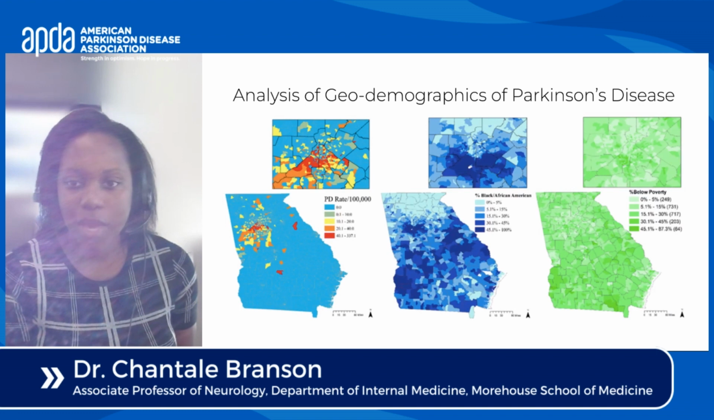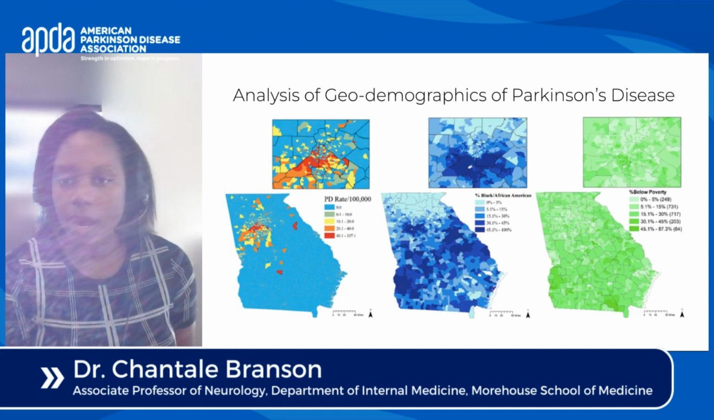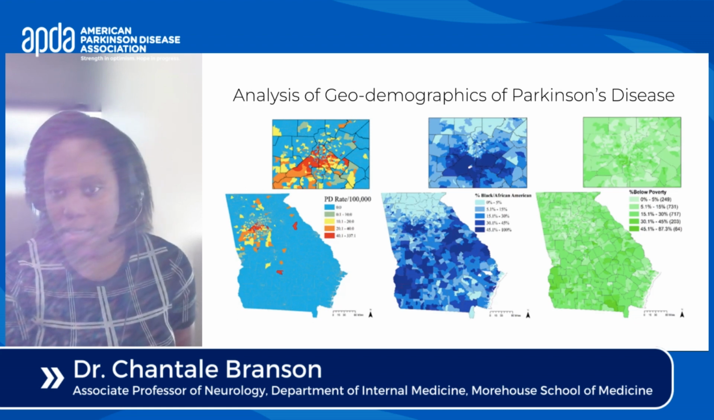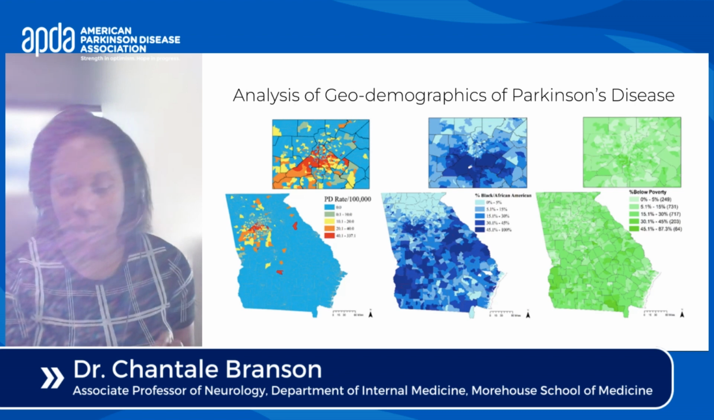And moving along, we have the crude rate of Parkinson's disease, the percentage of Black or African Americans, and the percent of residents below poverty by census tract for Georgia. So we saw that there was a large percentage of people with Parkinson's disease within the Metro Atlanta area, within four areas, so two main counties. And this area showed that the hotspots, or the areas with Parkinson's disease, are among Blacks or African Americans who are below the poverty line level.